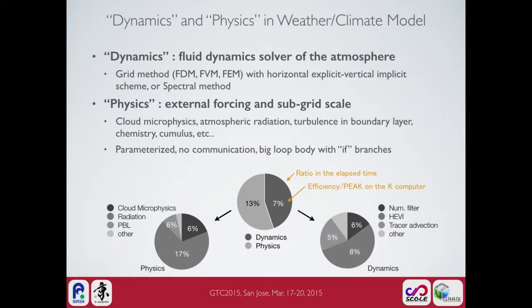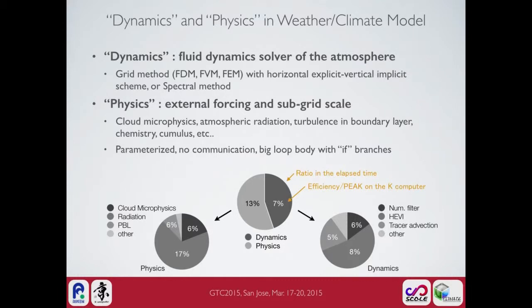We adopt a grid method such as FDM, FVM, FEM, usually with a horizontal explicit, vertical implicit solver scheme. Or we use a spectral method. And this part is mainly stencil operation. And another one is physics. Physics means external forcing and the subgrid scale process of the atmosphere, such as cloud microphysics, atmospheric radiation, turbulence in the planetary boundary layer near the surface, chemistry, cumulus parameterization, etc.